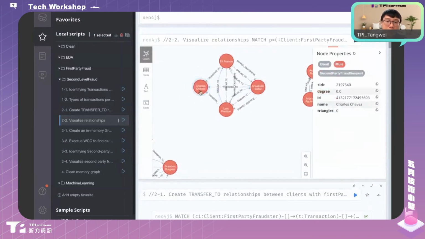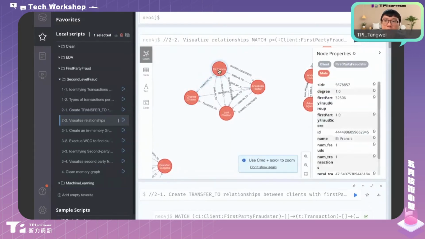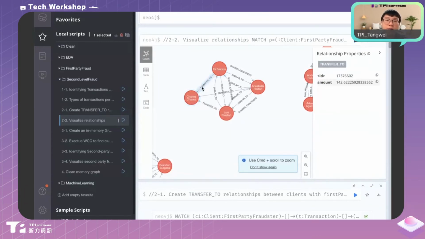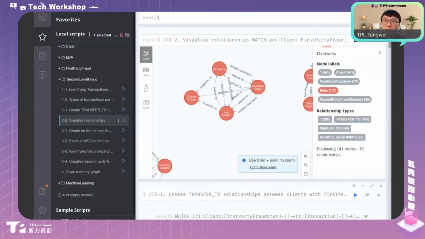So in here we can see we create the transfer to relationship. So this person is labeled as a first-party fraudster, a potential first-party fraudster in the previous step, and then this client is not a first-party fraudster, but this client has transacted with this client. So we made the transfer to relationship and then labeled as the second-party fraudster suspect. Okay, so the next step, we will be identifying the second party fraud.